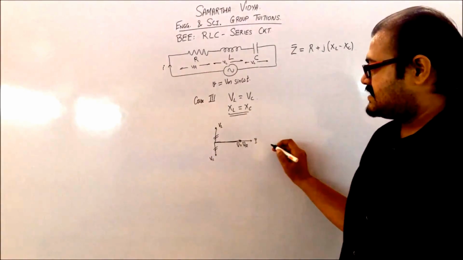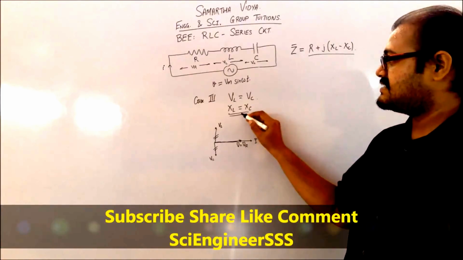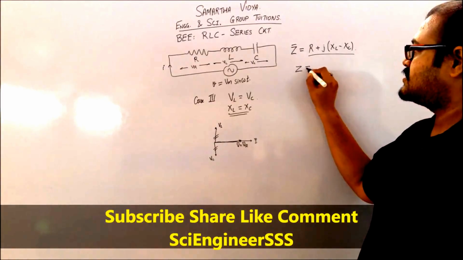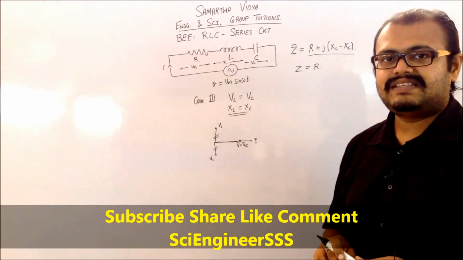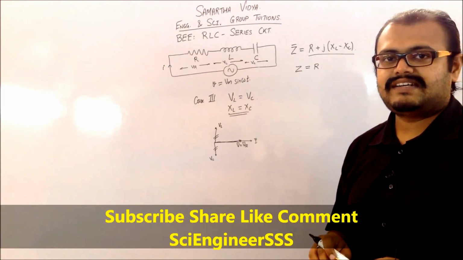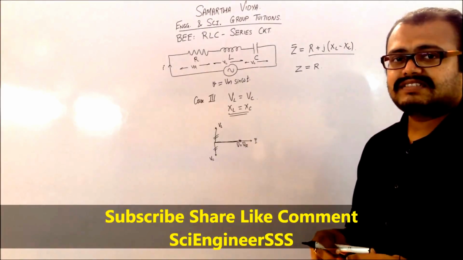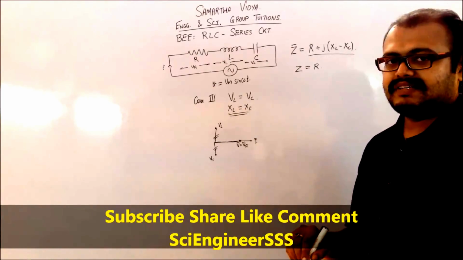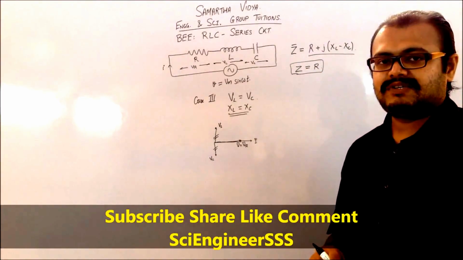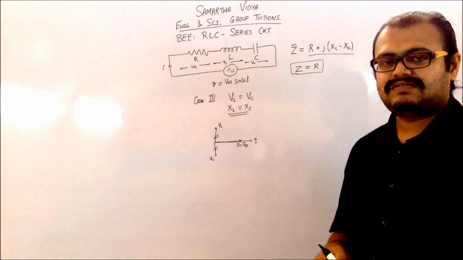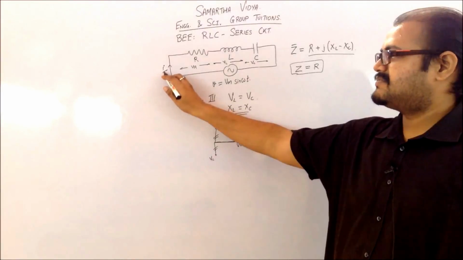And as you can see, my Z, which is given by R plus j(XL minus XC), since XL is equal to XC, is going to be equal to just R. That means this is going to be the least amount of impedance provided by the circuit. So at resonance, there are many things occurring. The first thing is XL is equal to XC. The next thing is the impedance of the circuit is the lowest at this point, equal to the resistor of the circuit. And since the impedance is the lowest, the current flowing in the circuit is the maximum.